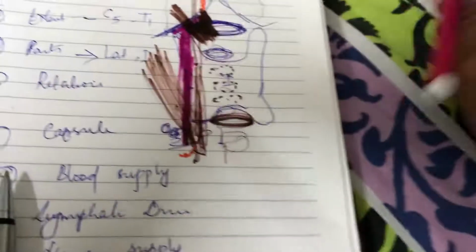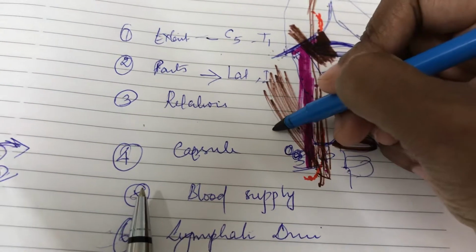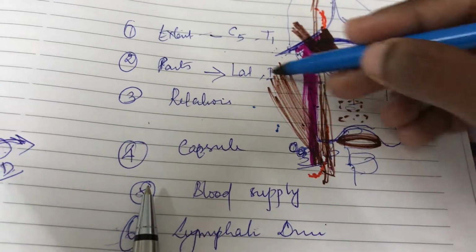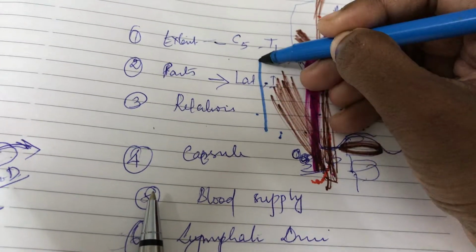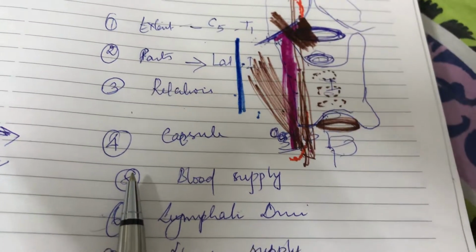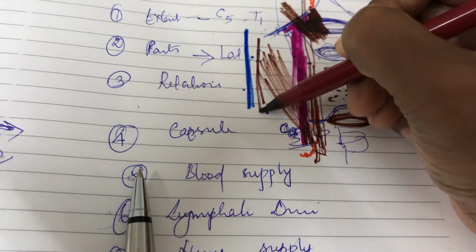Next we have to write the posterolateral relationship. What lies posterolaterally? Posterolaterally only your carotid sheath is present. So carotid sheath contains what? Carotid sheath posterolateral. This is behind. So posterolaterally you have the vein. Which vein? Internal jugular vein. And which artery? Common carotid artery.